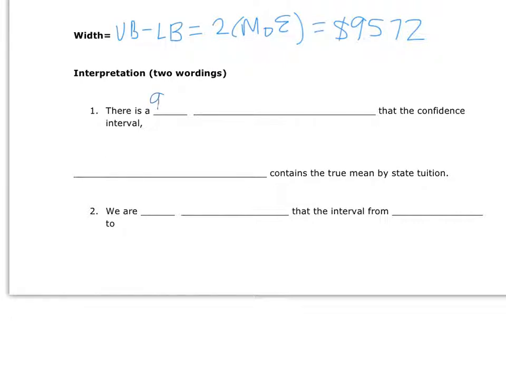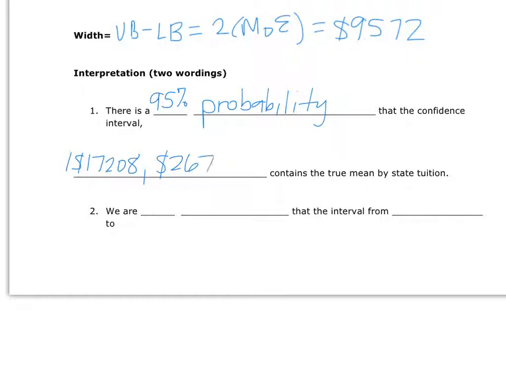One way to talk about a confidence interval is to say that there is a 95% probability or chance that the confidence interval, the one we just calculated, from 17,208 to 26,780, contains the true mean out-of-state tuition.